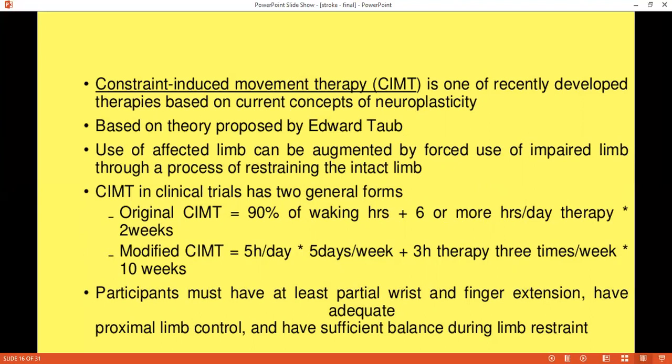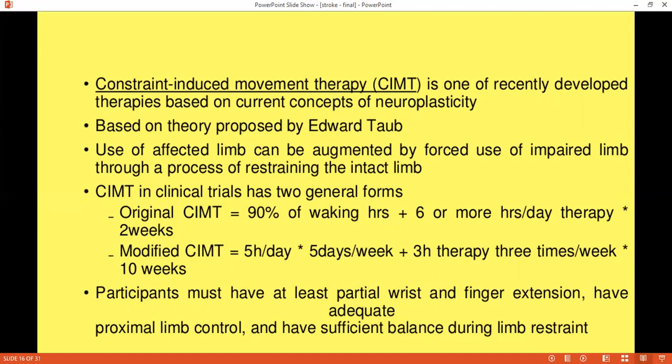The original CIMT is 90% of waking hours plus 6 or more hours of therapy, continued for 2 weeks. Modified CIMT, constraint-induced movement therapy, is 5 hours per day, 5 days a week, or 3 hours of therapy 3 times a week, carried out for 10 weeks. Then you can find almost 85 to 90% motor recovery, especially of the upper extremity and lower extremity, given by constraint-induced movement therapy.